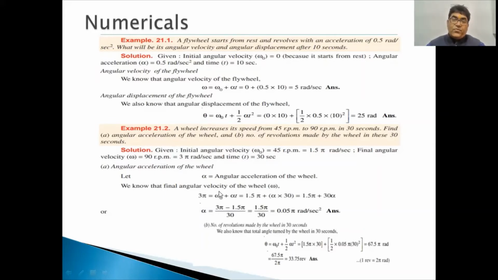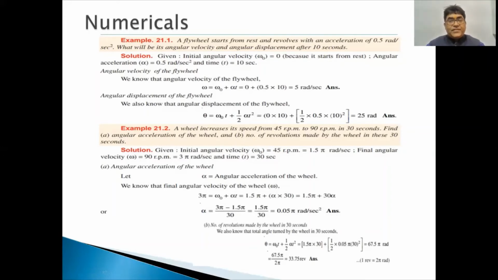Applying the given values in the formula, that is omega is equal to omega 0 plus alpha t, 3 pi is equal to 1.5 pi plus alpha into 30. So finally we will get the answer of alpha as 0.05 pi radians per second square.